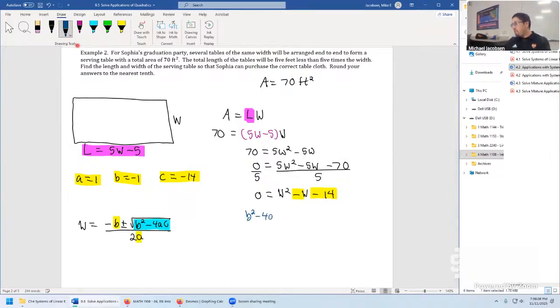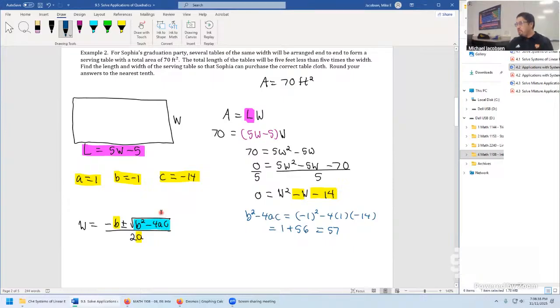B squared minus 4ac on this problem becomes -1 squared minus 4 times 1 times -14. So this is +1. The two negatives here mean we're adding 4 times 14, that looks like a 56. So this becomes a 57 altogether.